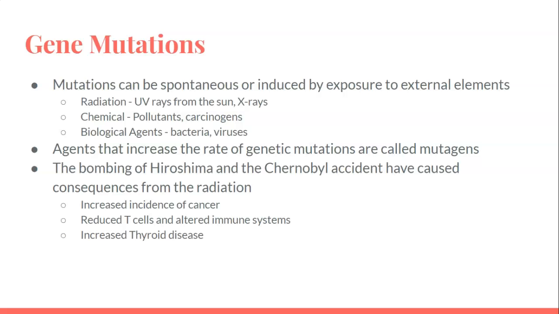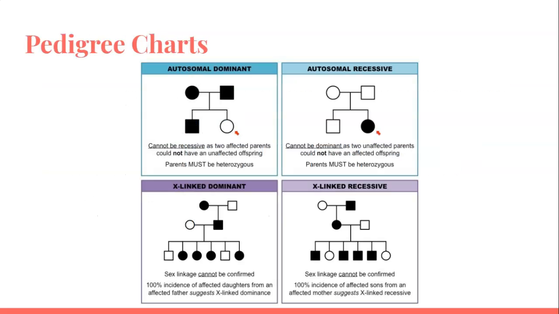And some of these things you can prevent, right? You can prevent yourself from smoking cigarettes, which would cause a chemical mutation in your body. But other things are a little bit harder to avoid. So it's just good to be aware of what's going on and ways to be thoughtful in protecting yourself. So the last thing we're going to talk about is pedigree charts. And pedigree charts are just ways to visualize how traits are inherited from generation to generation.